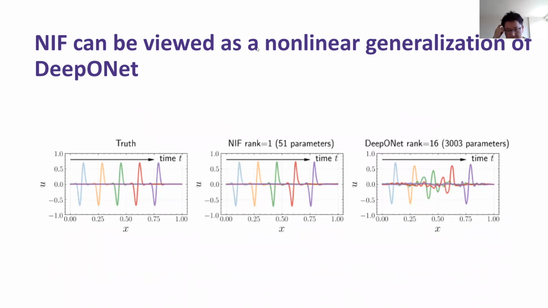So this is kind of a task compared to the deep neural net. As you can see, a deep neural net with perhaps 60 times more parameters can't really reconstruct this simple signal because of the linear structure, as I just mentioned.